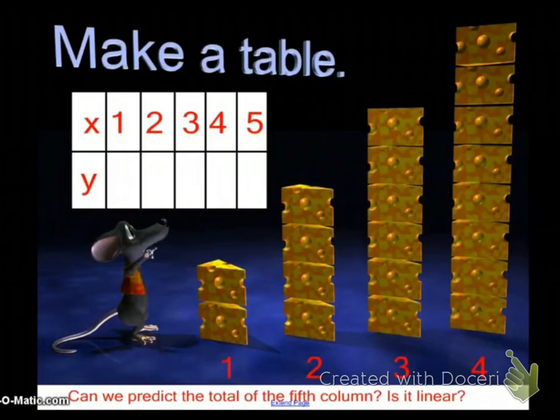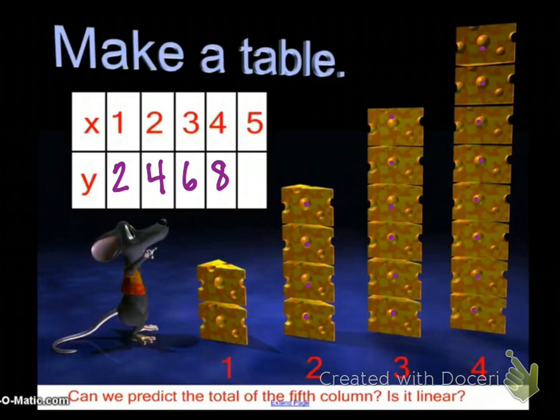Let's look at this example now of a linear function in a table. So we see this mouse, and on day 1 he has 2 pieces of cheese, and on day 2 he has 1, 2, 3, 4 pieces of cheese. Day 3 he has 1, 2, 3, 4, 5, 6 pieces of cheese, and on day 4 1, 2, 3, 4, 5, 6, 7, 8 pieces of cheese.